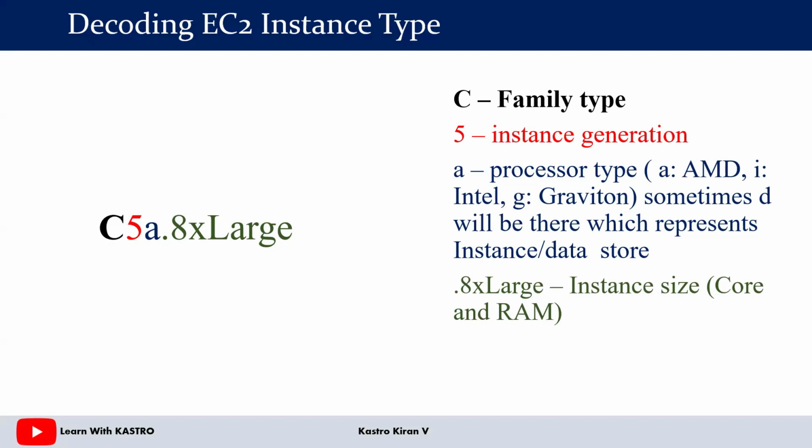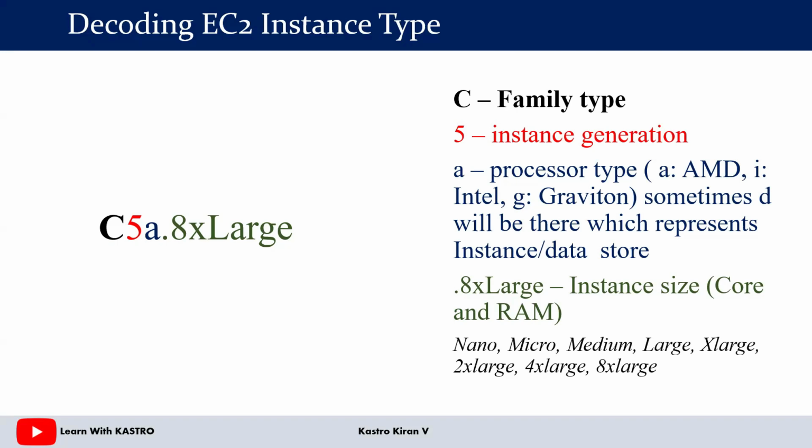Let me tell you another example. Let's say you have one more type of instance, known as T2.micro, which we most commonly use when we are practicing with the AWS EC2 service. Now, what does T represent? T represents the instance type. What does this number represent? The number represents the instance generation.